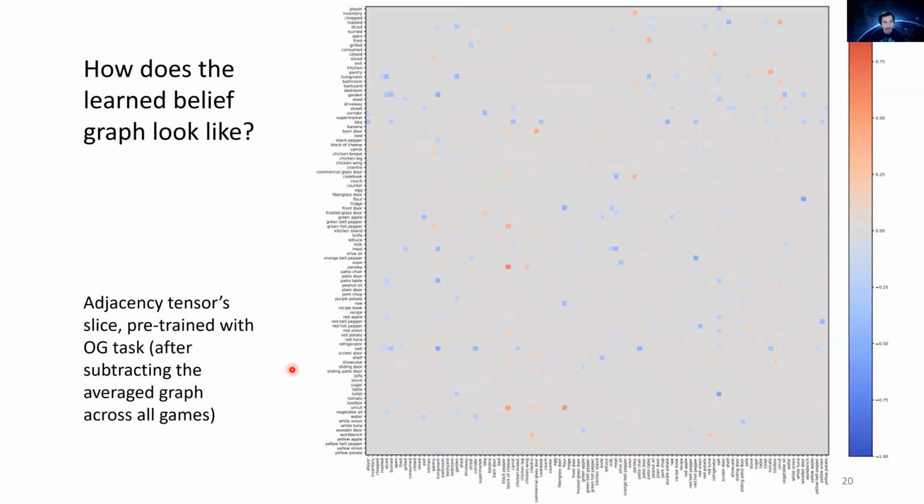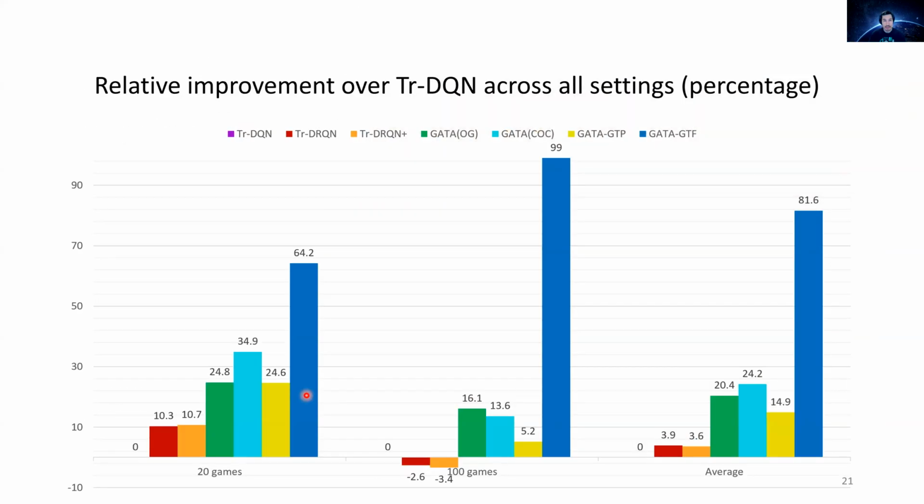Similarly, a learned belief graph after training with the observation generation task is quite a bit sparser, but also more difficult to interpret. However, we can still quantify whether these graphs help in terms of the performance of the downstream text-based game agents.